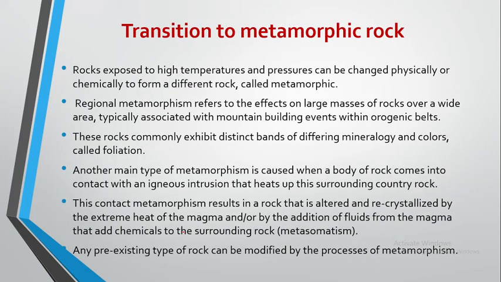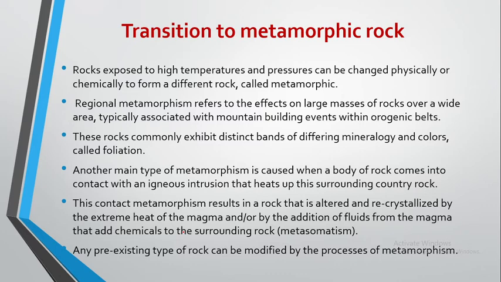Now the third process. First, transition of igneous rocks is already over. Secondary changes, what all the secondary changes are, is also over. The next is transition to metamorphic rock. Rocks exposed to high temperature and pressure can be changed physically or chemically to form a different rock called metamorphic.